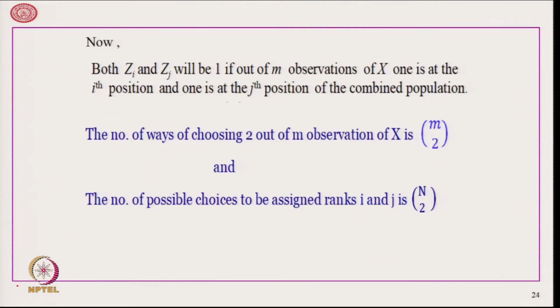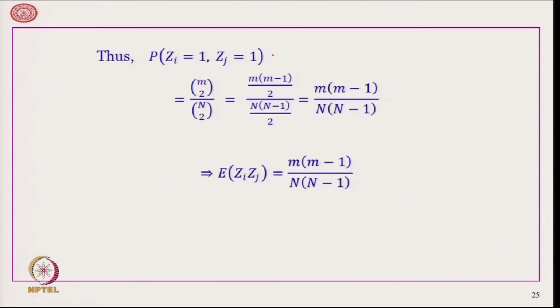Therefore, the number of ways of choosing 2 out of m observations of x is MC2, and the total number of possible choices is capital NC2. Hence, probability Zi is equal to 1 and Zj is equal to 1 is MC2 upon capital NC2, which is equal to m into m minus 1 by 2 upon n into n minus 1 by 2, which is equal to m into m minus 1 upon n into n minus 1. Therefore, expected value of Zi Zj is equal to m into m minus 1 upon n into n minus 1.